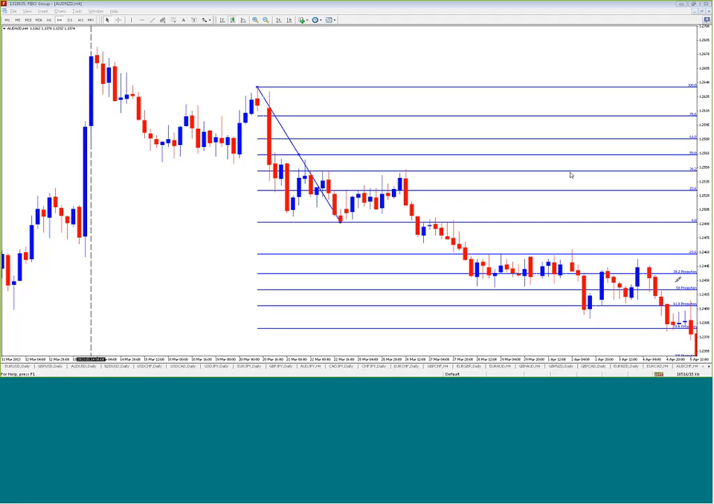We don't try to short a condominium in the middle of a housing boom. We obviously would like to be long real estate. It's the same thing in trading the financial markets.